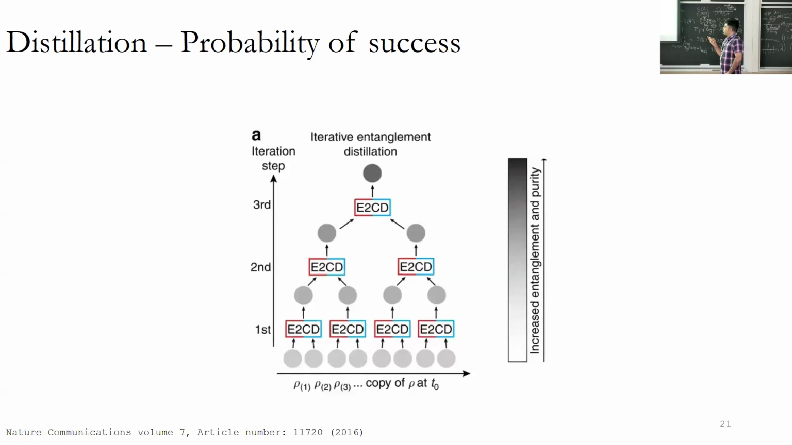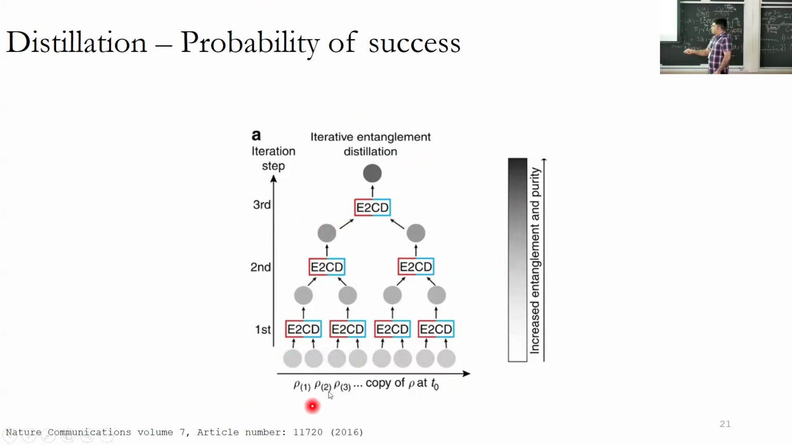All right, so I talked about the probability of success, but you might ask, why do I care about probability of success so much? Imagine in this scenario, you have a lot of these imperfect, not distilled states, and you want to do a distillation protocol until you have a distilled state with basically purity 1. So you start with 2 of them.